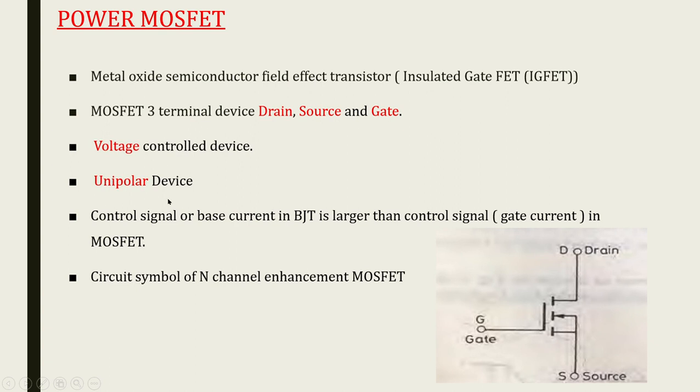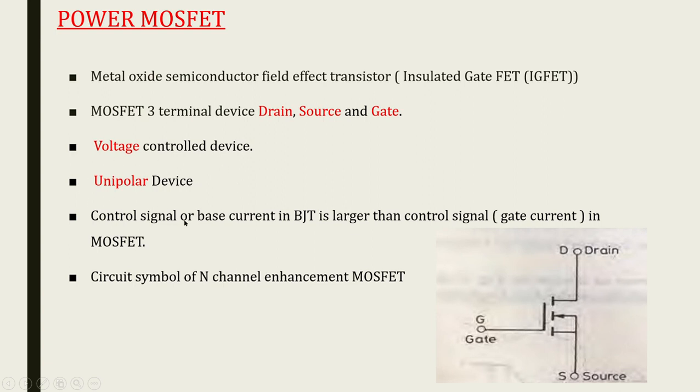Another thing is that it is a unipolar device. Here the charge flow is due to majority carriers only. In case of BJT, it is a bipolar device. There, the charge carriers are both majority and minority carriers. So BJT is a bipolar device, whereas here charge carrying is due to majority carriers only, so it is a unipolar device.